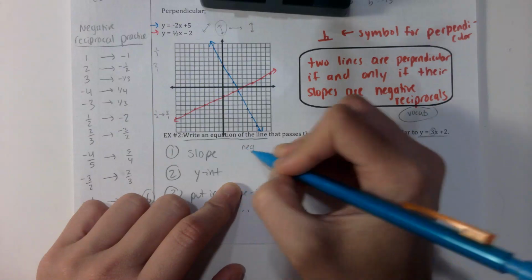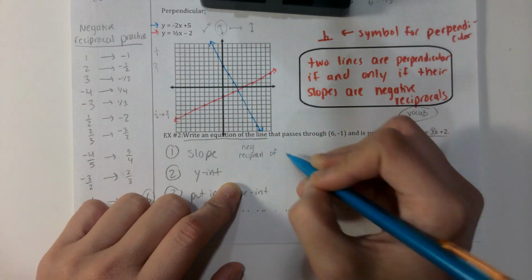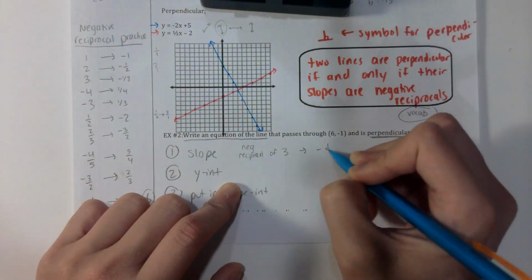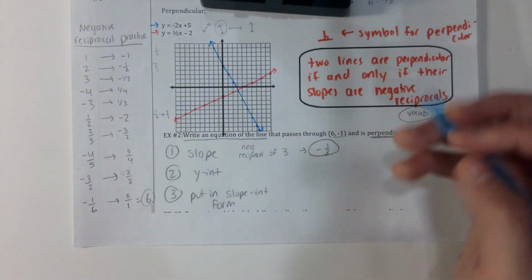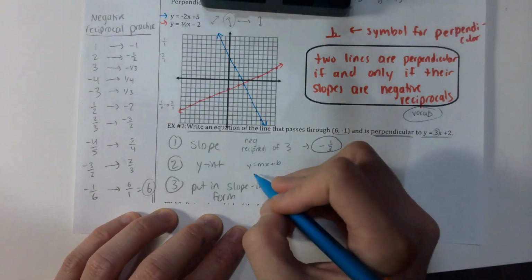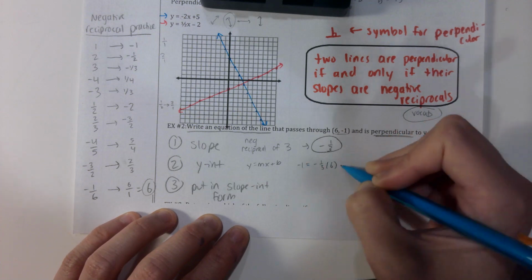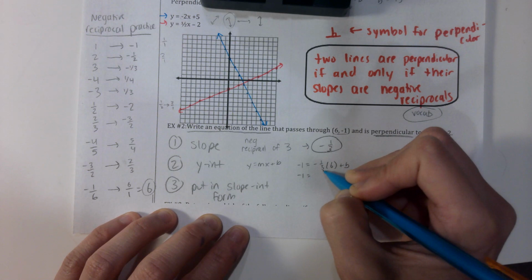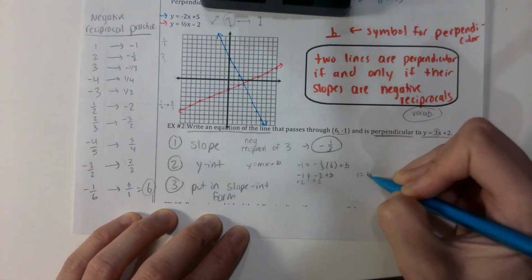So the negative reciprocal of 3 is -1/3. And then to find our y-intercept, we're going to use our points with x and y. So again, if you don't remember, that's from lesson B06.2. So we take y equals mx plus b. We have -1 equals -1/3 times 6 plus b. -1 equals -2 plus b. We add 2 to both sides. We get 1 equals b.